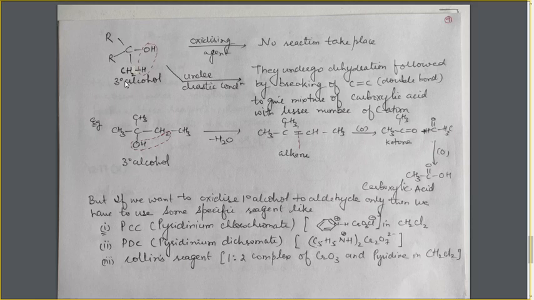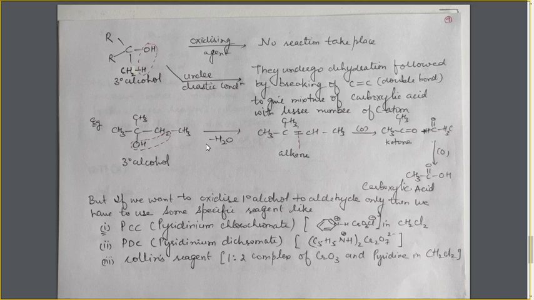So in case of 3 degree alcohol, if we carry out the oxidation under drastic condition, that is at a very high temperature, then this compound will undergo carbon-carbon bond cleavage, that is this C-C bond will undergo breaking to give the mixture of 2 carboxylic acids. Let us see one example here. It is a 3 degree alcohol. The OH group is present on this carbon atom, which is further attached to 3 carbon atoms.